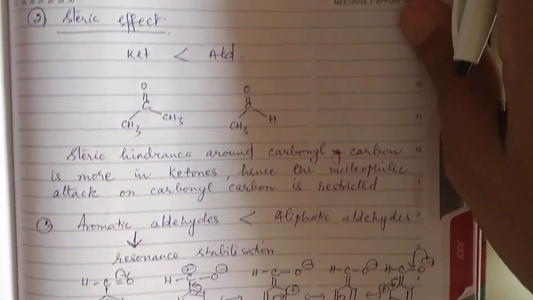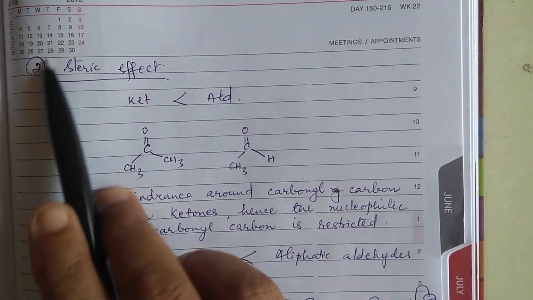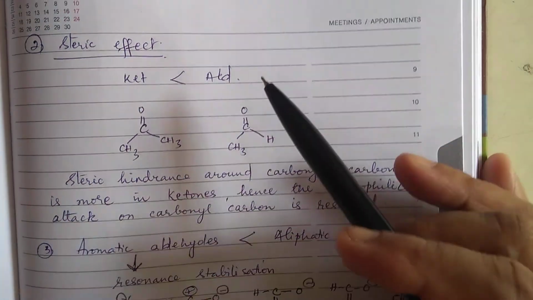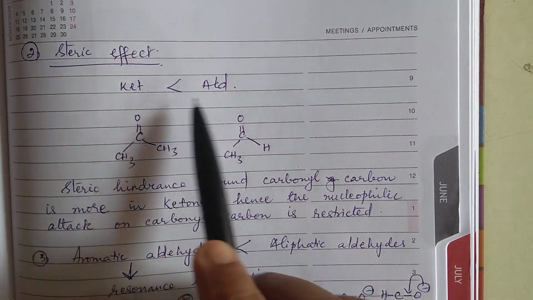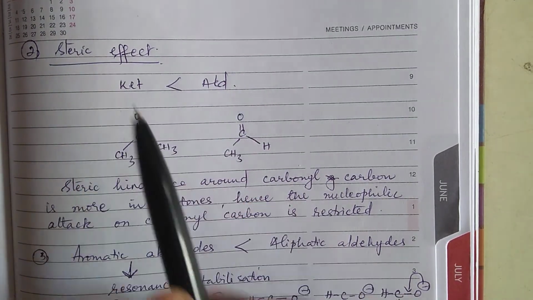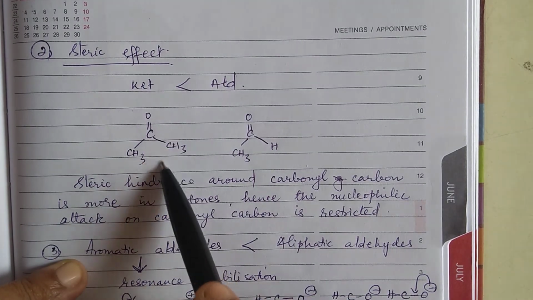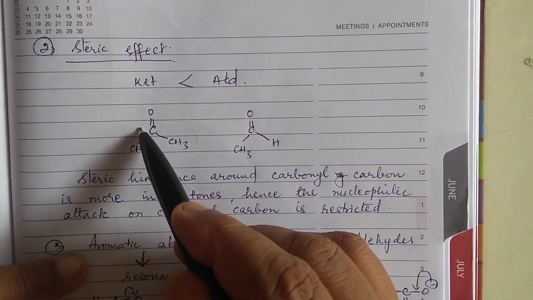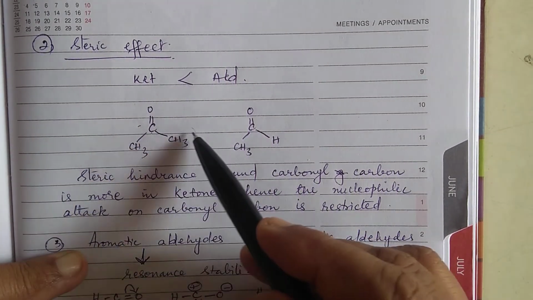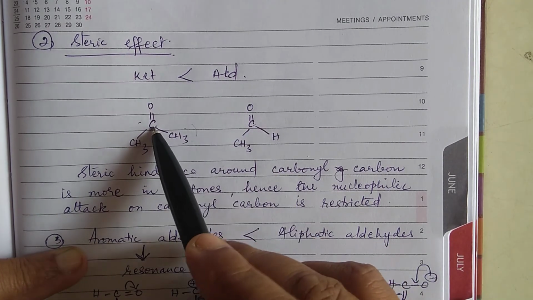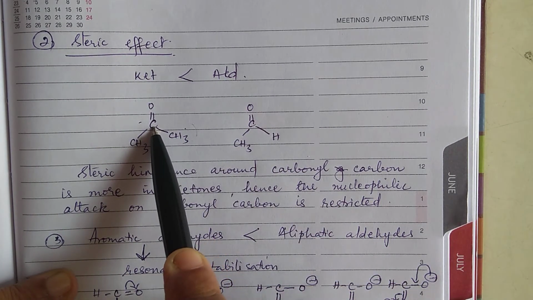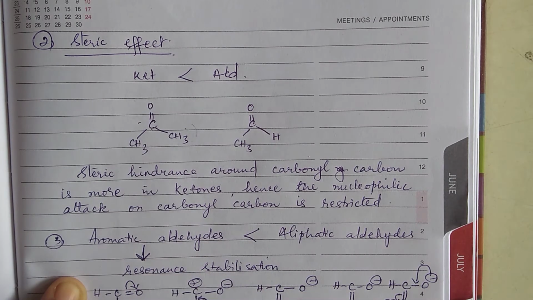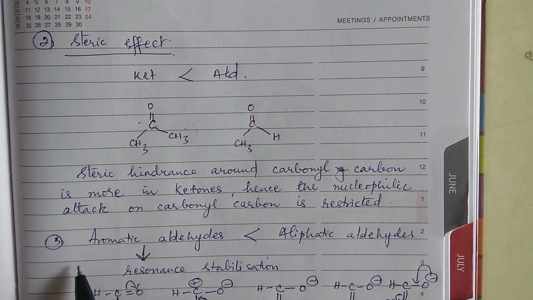It is the steric factor, steric effect. Now, what is steric effect? Steric effect is nothing but spatial hindrance. In the case of ketones, they have been found to be less reactive than aldehydes because of this steric effect. There are two bulky R groups on either side of the carbon. So if any nucleophile has to come and hit the carbon, then these CH3 groups are restricting the path of the nucleophile to attack this carbon. Is that clear? So ketone has been found to be much less reactive than aldehydes.